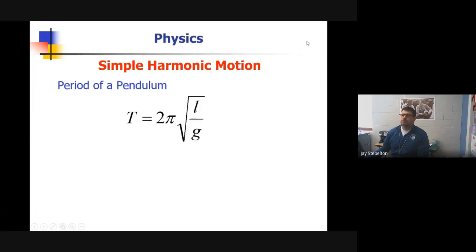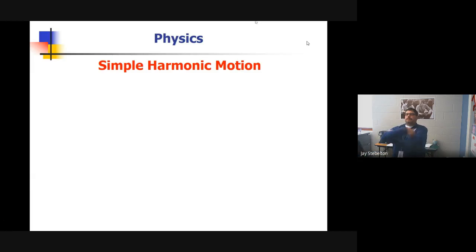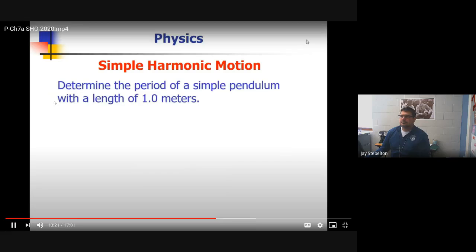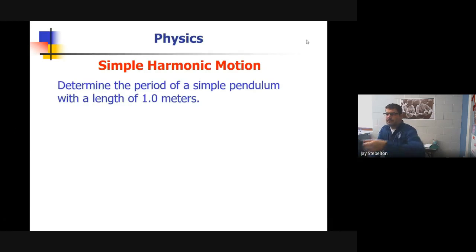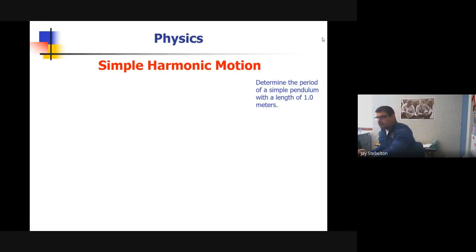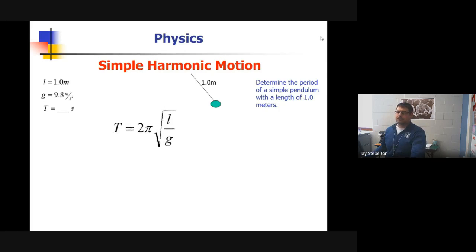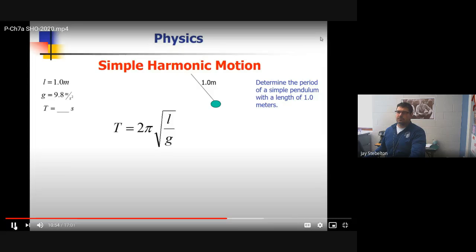Well, what then is the period? You know me, brand new shiny equation. Let's take it out for a test spin and see what happens. Determine the period of a simple pendulum with a length of 1 meter. Here's my object. It has a length of 1 meter. Read it, diagrammed it. Now I list the given: the length of 1 meter, and the acceleration of gravity, 9.8 meters per second squared. What is the period? Pick my equation. T is 2 pi times the square root of L over g.